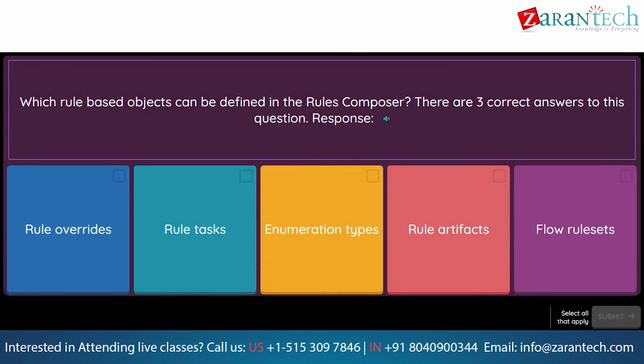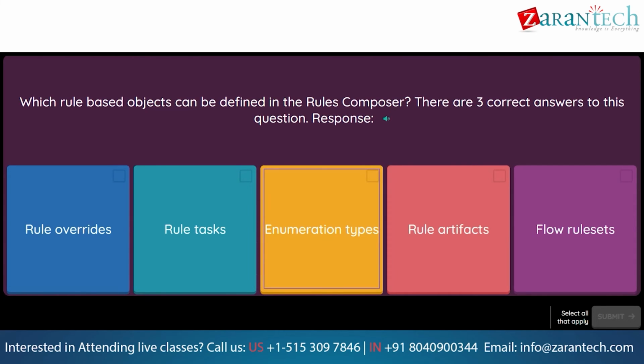Question: which rule-based objects can be defined in the rules composer? There are 3 correct answers to this question. Response. Option 1 rule overrides. Option 2 rule tasks. Option 3 enumeration types. Option 4 rule artifacts. Option 5 flow rule sets.